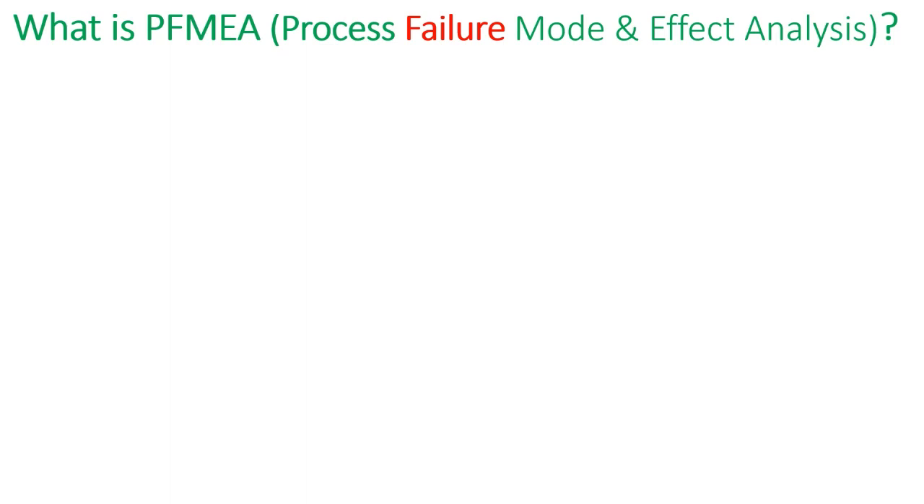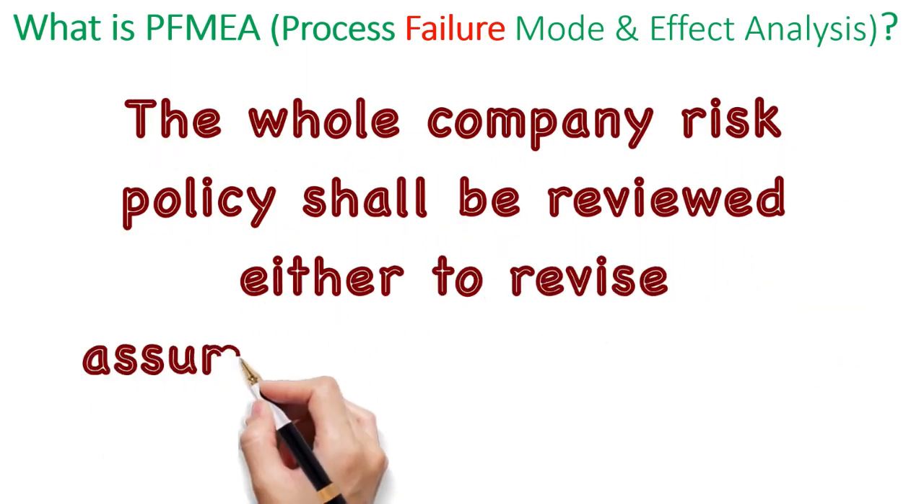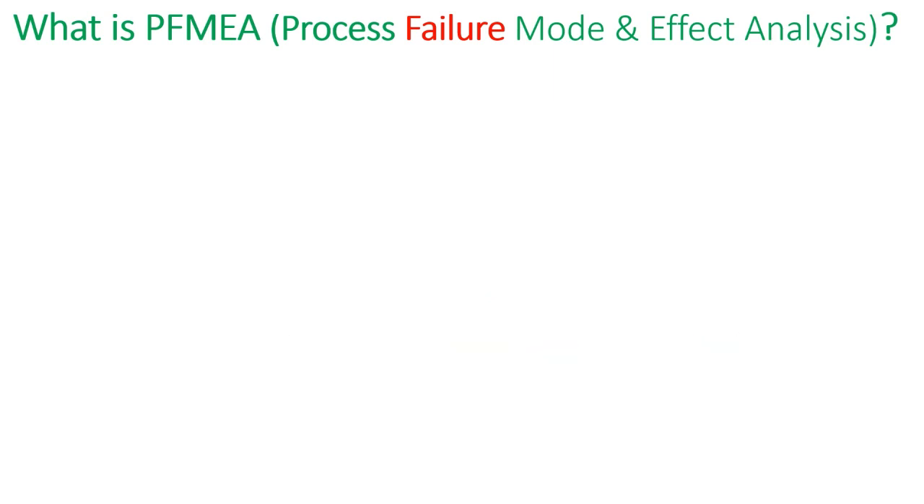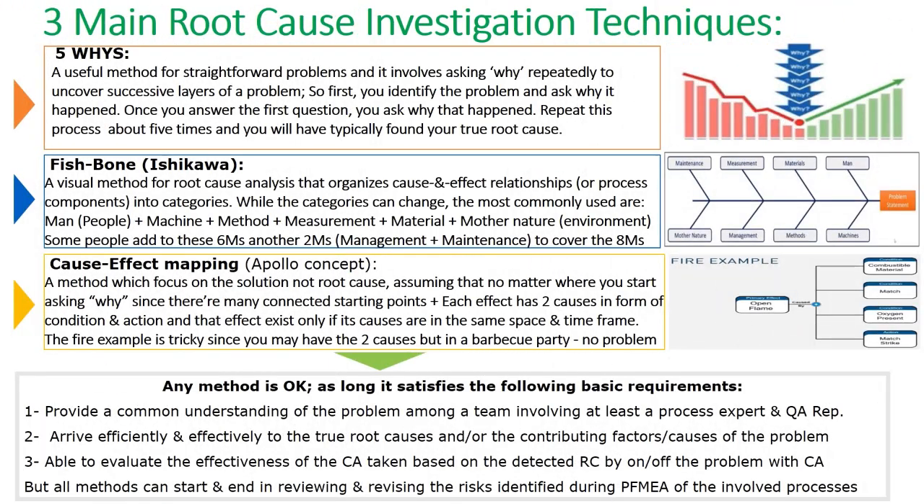And sometimes it might be that the whole company risk policy shall be reviewed, either to revise assumptions or to redefine the acceptable risk level. Finally, in the next part, we will continue this topic by explaining further the main techniques used in root cause investigation in industry and the minimum requirements of any RCI method in general to be considered effective to reach the root causes of a quality problem.